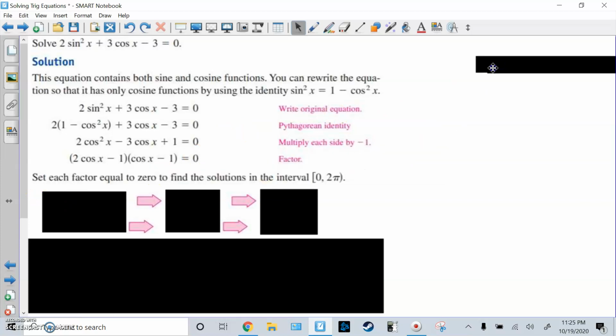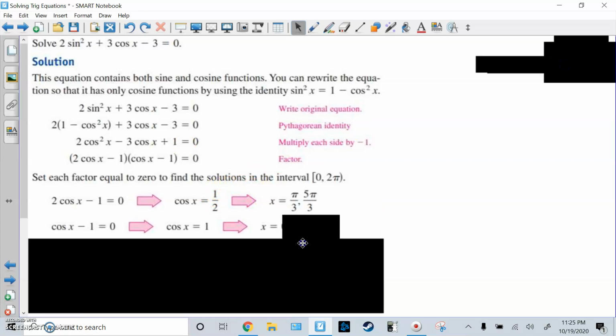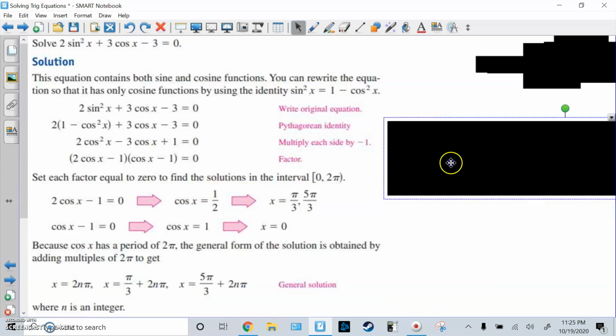Set those each equal to 0. So we get those two equations, add 1, divide by 2, or here just add 1. Where's cosine x equal to 1/2? That's pi over 3, 5 pi over 3. Where's cosine x equal to 1? It's when x is 0. That's for 0 to 2 pi.